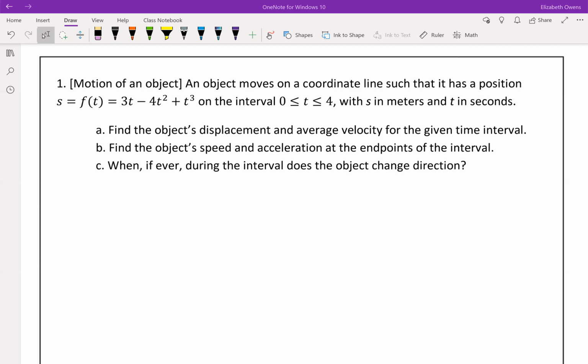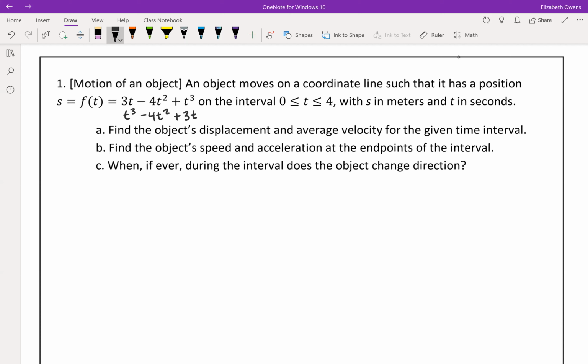This problem says we have an object that is moving on a coordinate line such that it has a position given by the function s equals f of t. It's a function of time. That function is 3t minus 4t squared plus t cubed, or if you prefer, you could write that as t cubed minus 4t squared plus 3t, if you want to put the terms in descending order. But that's our function. We're looking at the time interval 0 to 4, so 0 is less than or equal to t is less than or equal to 4.